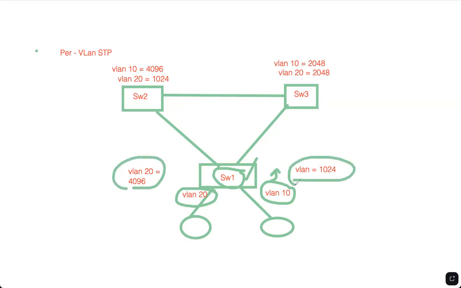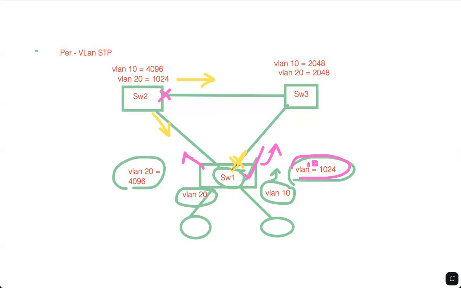So the root bridge for VLAN 10 will be this one, because it has the priority of 1024. So for VLAN 10, this one will be in the forwarding state, this one will be in the forwarding state, but this one is 4096, so this port will be in the blocked state. But if you observe for VLAN 20, this becomes the root bridge. So this one will be in the forwarding state, this one will be in the forwarding state. But for VLAN 20, this is the lowest priority, so this will be blocked.